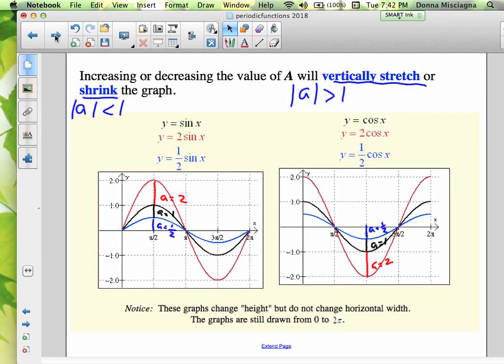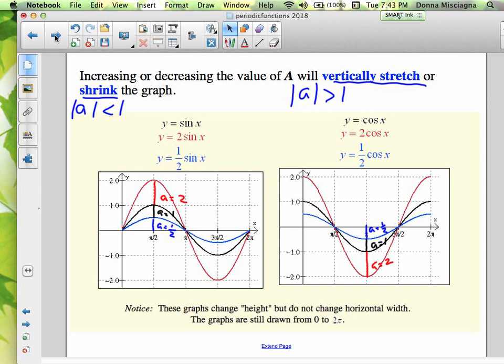So here, increasing or decreasing the value of a will vertically stretch or shrink the graph. So that's the answer to the question on the last page: how does change in amplitude affect our graph? It vertically shrinks or stretches our graph. On the left-hand side, we have y equals sine x, that's the black graph. We have y equals 2 sine x, that's the red graph. And we have y equals 1/2 sine x.